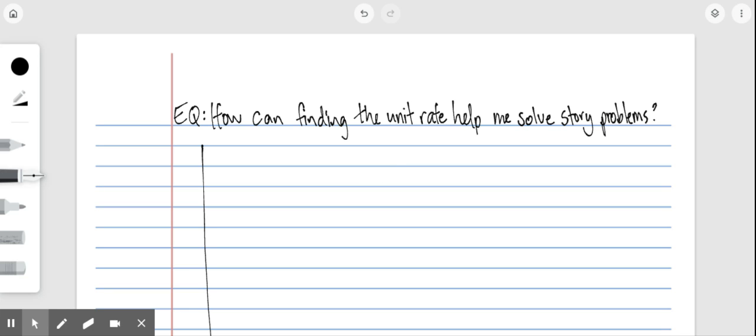All right, beautiful people. So we've been talking about unit rates and finding unit rates, and today we're going to talk about how unit rates can help us solve story problems or find answers to story problems. So let's start with just some basic story problem.